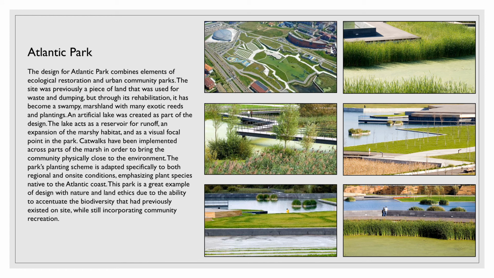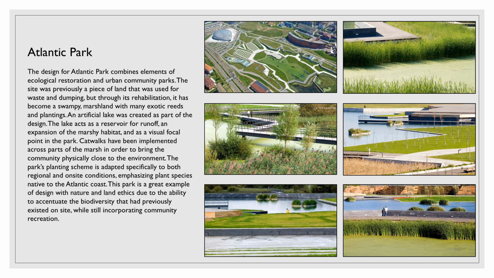The design for Atlantic Park combines elements of ecological restoration and urban community parks. The site was previously a piece of land that was used for waste and dumping, but through its rehabilitation it has become a swampy marshland with many exotic reeds and plantings. An artificial lake was created as part of the design. The lake acts as a reservoir for runoff, an expansion of the marshy habitat, and as a visual focal point in the park.